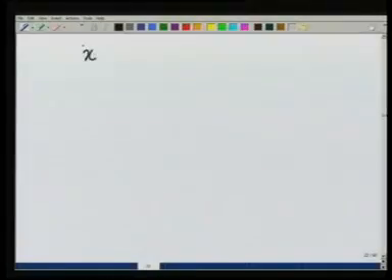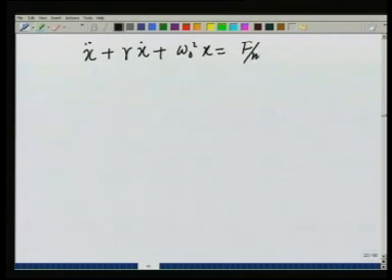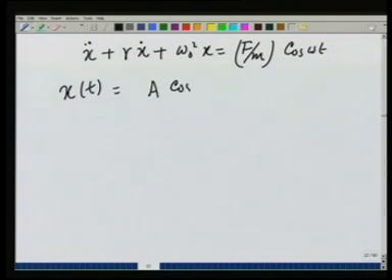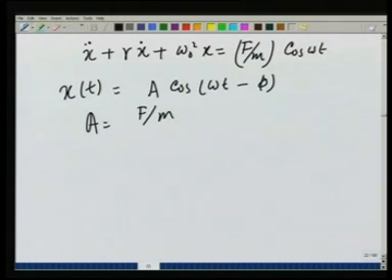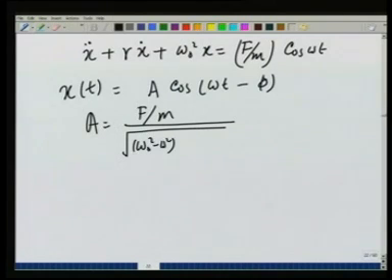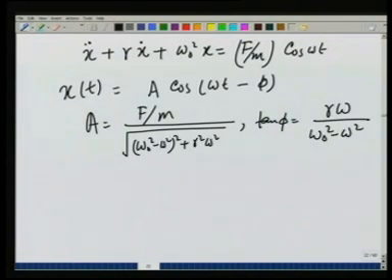Let me rewrite these things on the next page. So, when I solve for x double dot plus gamma x dot plus omega 0 square x equals f over m cosine of omega t, I get a solution x of t equal to amplitude times cosine of omega t minus phi, where the amplitude is f divided by m over the square root of omega 0 square minus omega square squared plus gamma square omega square, and tangent phi is equal to gamma omega over omega 0 square minus omega square.